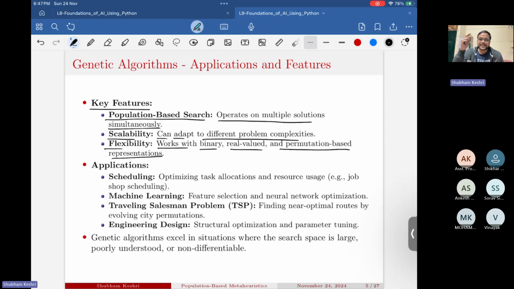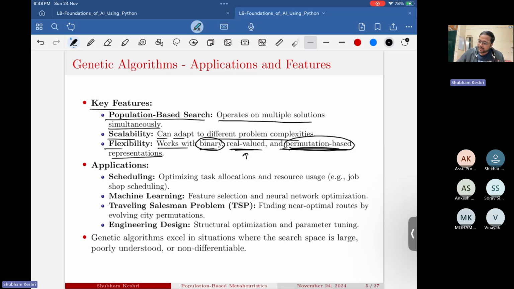when we talked about the knapsack problem, it was a binary problem, right? So the representation was binary. When we are talking about the traveling salesman problem, the representation was permutation based. It can be real valued also, but generally we use genetic algorithm for permutation based or binary. For real valued, there are other better algorithms like particle swarm optimization. It is very good for real valued problems, and ant colony optimization is also very good for real valued problems.